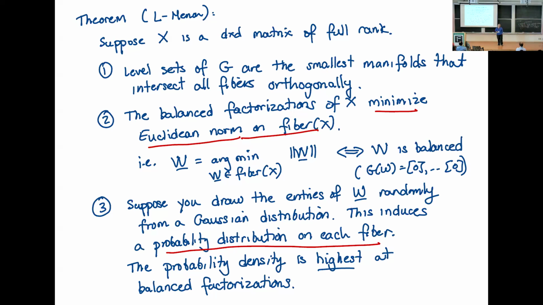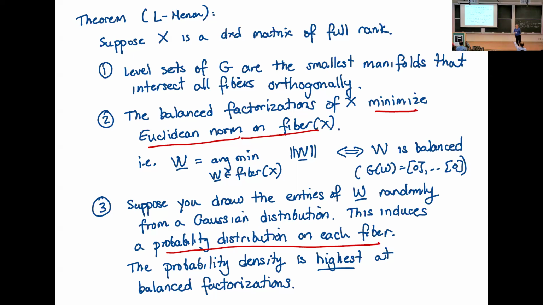So this also gives us a way to reconceptualize conserved quantities. So what's a conserved quantity? It's some function whose level sets intersect all the fibers transversely. Not only transversely, sorry, orthogonally. Okay. Great. So moving on, point 2.